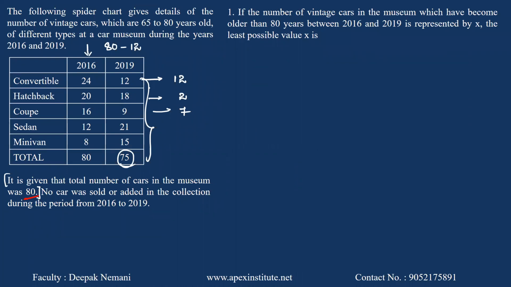Because you can also have these 24 cars crossing 80 years old in the year 2009, and you can have 12 cars whose age is, let us say, 64 years in the year 2016, and which were added to the vintage cars in the year 2017 or 2018. Anything is possible, but I can say that a minimum of 21 cars have crossed 80 years of age in the year 2019. So you can answer this question only if you neglect this statement.